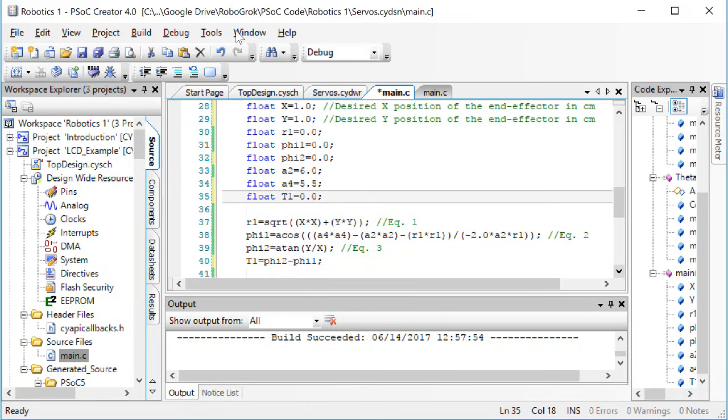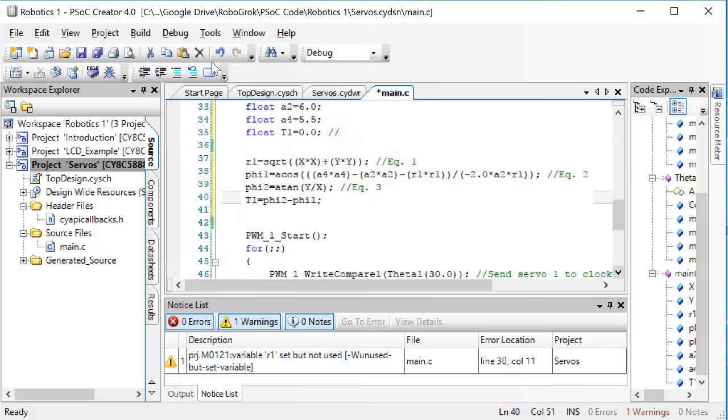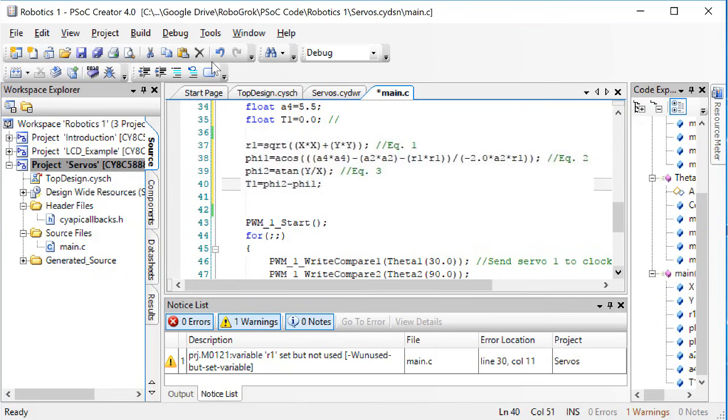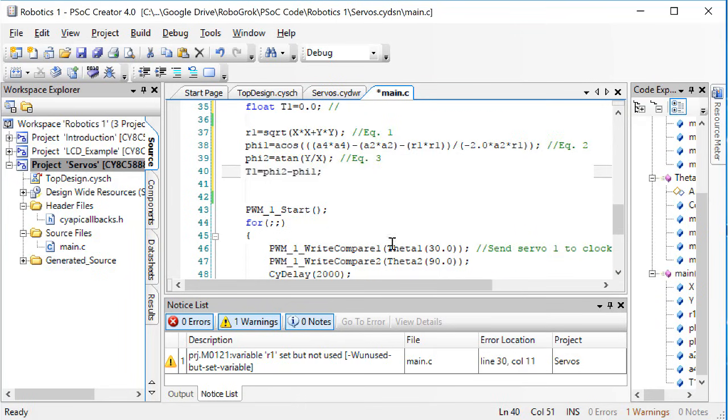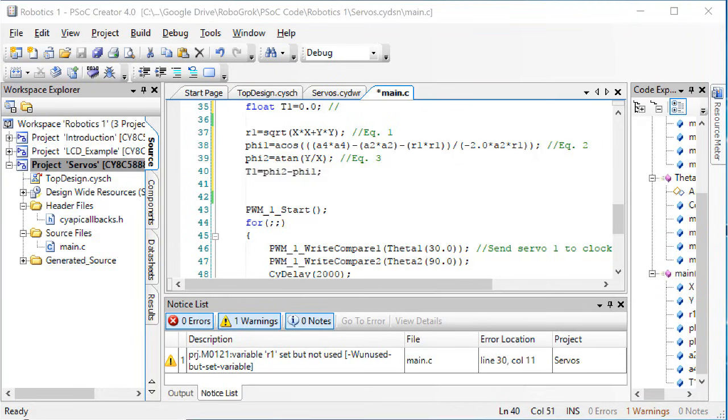Note that T1 is in units of radians. It's important for us to note that T1 is in radians because our theta1 and theta2 functions here take as input the value of the angle in units of degrees, so we'll need to convert. Okay, on to equation 5. Equation 5 calculates phi3 using the arc cosine.